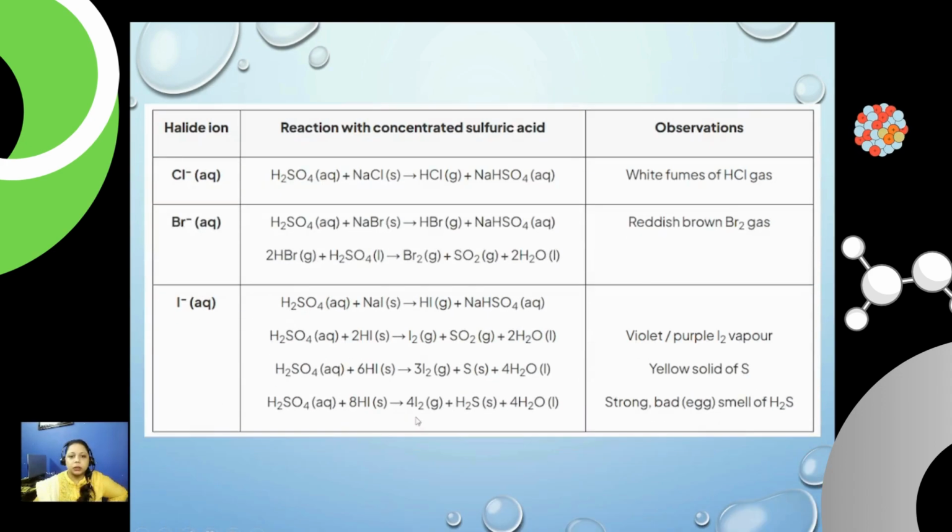So in general, when we write about the reactions, keep in mind the reaction with chlorine is a simple one. The size is smaller. It's not that easy to lose electrons. But when we move to bromine or iodine, the reactions are more. In the case of bromine, a reddish brown gas is produced. While in the case of iodine, in the first reaction, violet purple vapors are seen. In the second one, you can see the yellow solid, and in the third one, you can smell the hydrogen sulfide. Simple. So this is all for this video.